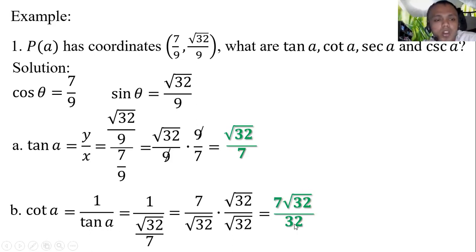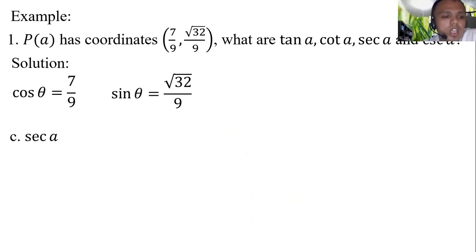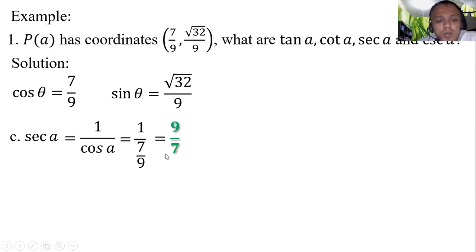Next, secant A. Formula ng secant A natin is 1 over cosine A. Now, what is your cosine? 7 over 9. Okay? So get the reciprocal of 7 over 9, we have 9 over 7. And that is your secant A. Kasi 1 naman to. So 1 times 9 over 7 is 9 over 7 pa rin.